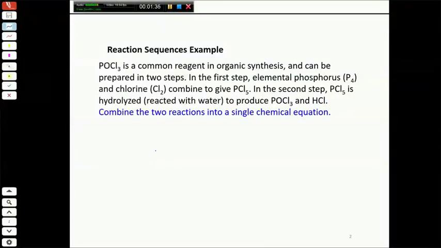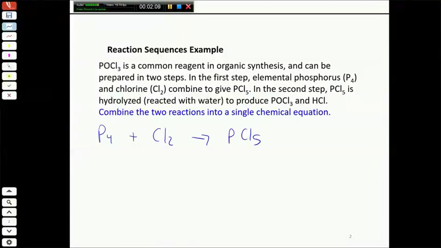So let's just finish with one last example of how we can add together two chemical equations. So let's say we want to prepare the compound phosphorus oxychloride, POCl3, and we can do it in two steps. So let's say the first step takes elemental phosphorus, which has the formula P4, chlorine, and we make PCl5. So that's going to be the first step of our chemical reaction sequence: to combine phosphorus and chlorine to make PCl5. So that's one chemical equation.